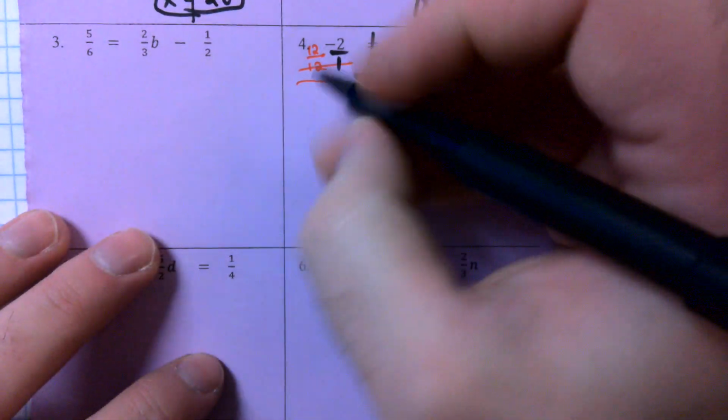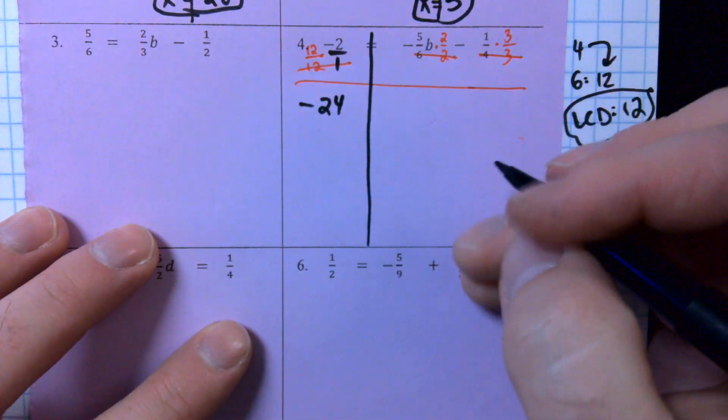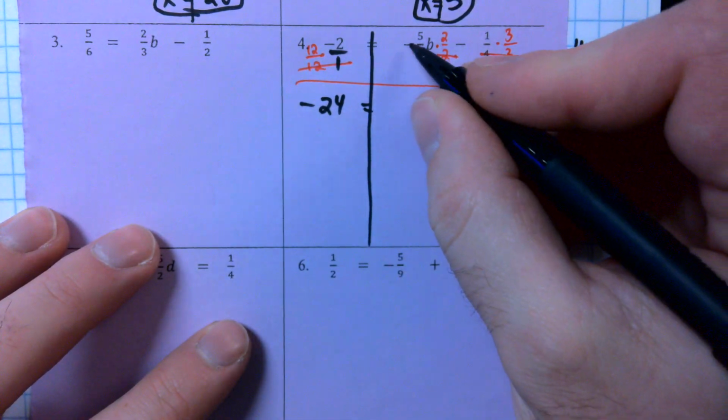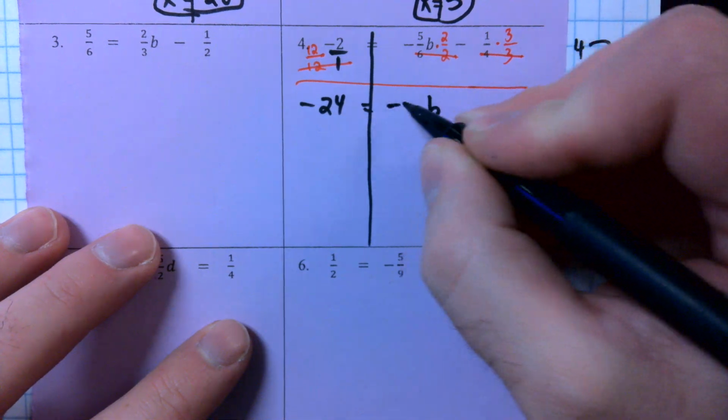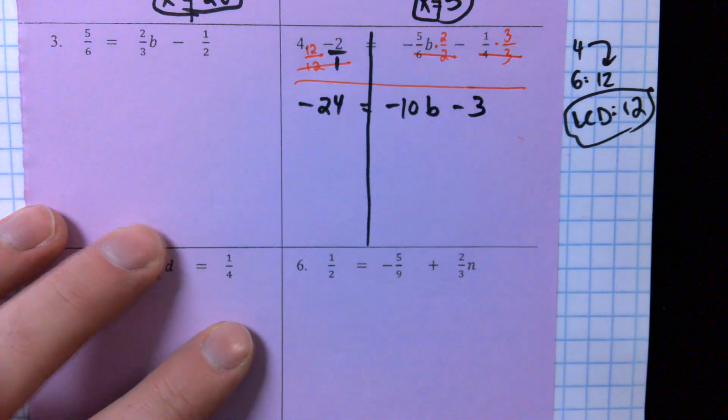Away they go, leaving me with, what's 12 times negative 2? Negative 24. What's negative 5 times 2? Negative 10. And negative 1 times 3? Negative 3.